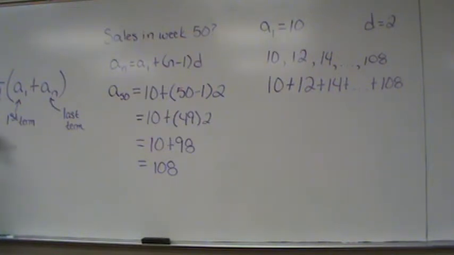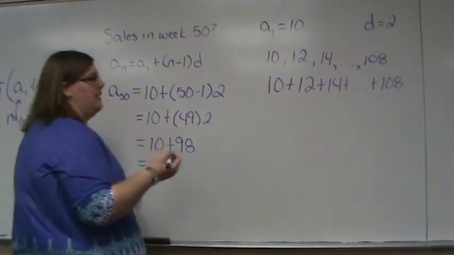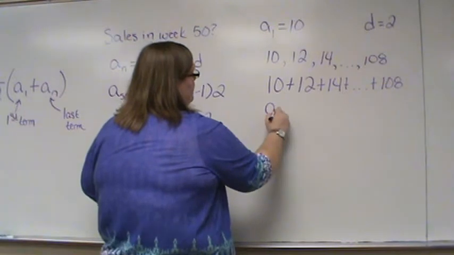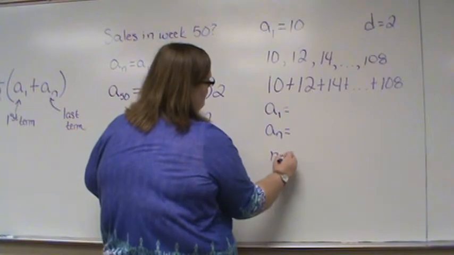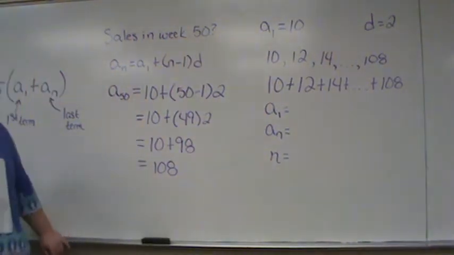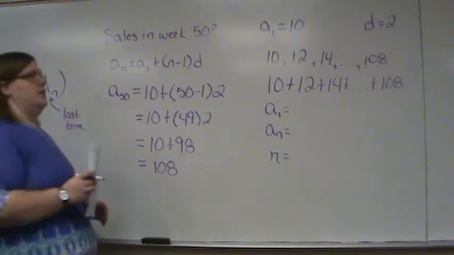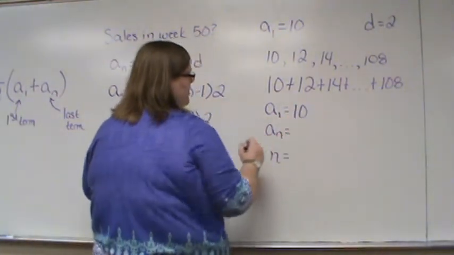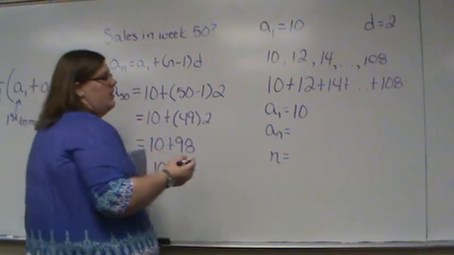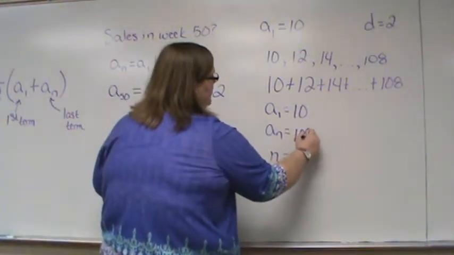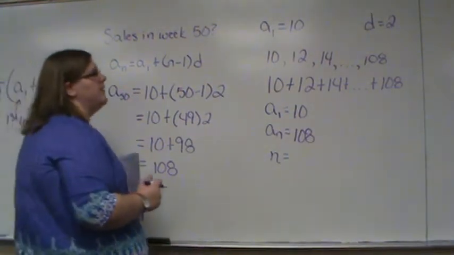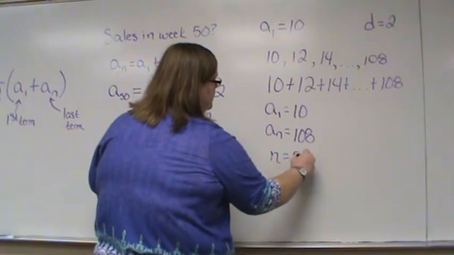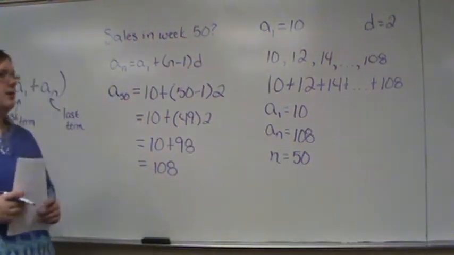S sub n equals n divided by 2 times a1 plus an. Again, we need the a1 value, the an value, and the n value. Do we know all of those values? a1 is 10. It's still our first term. an is 108. That's what we just found, the sales in week 50. And then what's our n value? It's 50. We have 50 weeks, so we have 50 different terms.